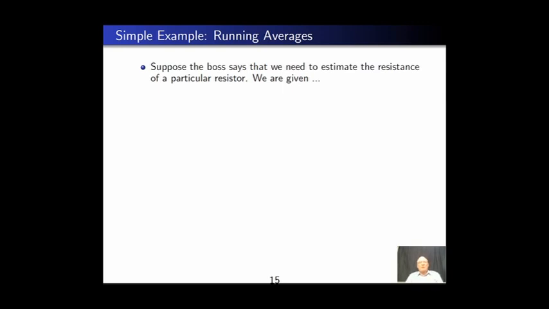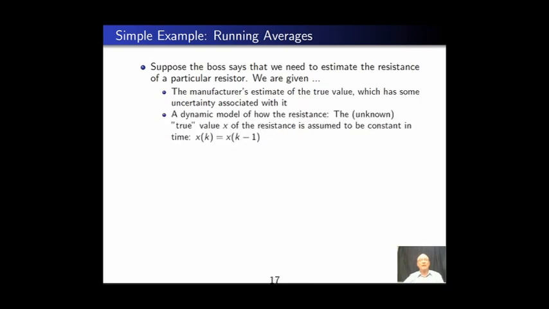So let's pretend that we've got this scenario. Our boss asks us to estimate the resistance of a particular resistor. Why would we do this? Well, maybe we're building a larger assembly and we have to use a resistor of a certain kind. We've received some information on these resistors from the manufacturer. It's not perfect, and so we might want to have a more accurate estimation of the resistance. But we're starting with the manufacturer's estimate of the true value, which has some uncertainty associated with it.